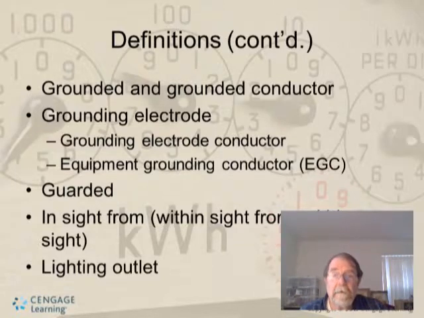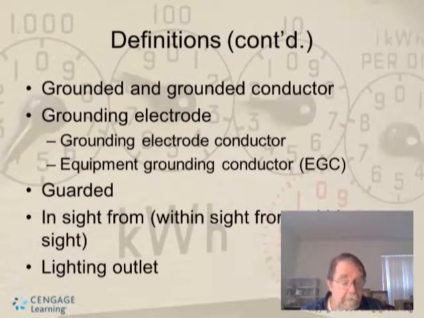Now, you have grounded electrode conductor, grounding electrode, grounding conductor is EGC. The grounding electrode conductor is a conductor used to connect the system grounded conductor or the equipment to a grounding electrode or to a point on the grounding electrode system. A grounding electrode is a conducting object that establishes a direct connection to the earth.